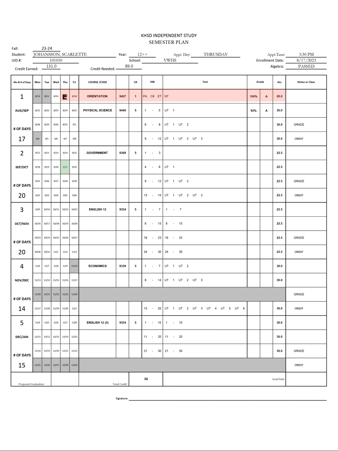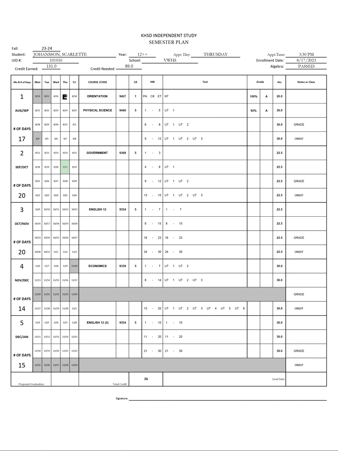Their first week of homework is orientation. Then the second week they are assigned physical science, and that class goes for 3 weeks. Then they have government, which goes for 4 weeks. English 12 for 4 weeks. Economics, which goes for 3 weeks plus Thanksgiving break, and you have English 12 for the last class, going for 3 weeks to the end of the semester.